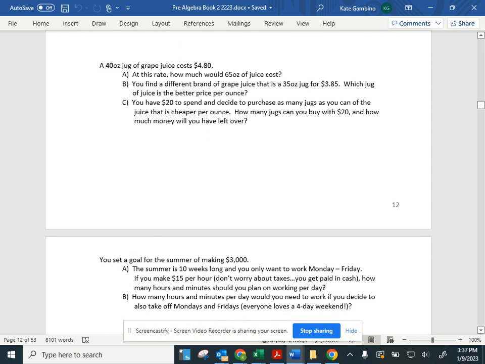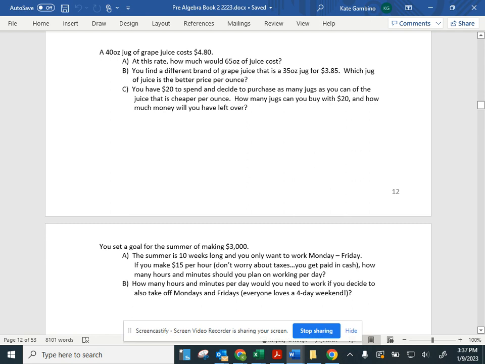A 40-ounce jug of grape juice costs $4.80. At this rate, how much would 65 ounces of juice cost? So we have $4.80 for 40 ounces of juice. We want to go to 65 ounces of juice.